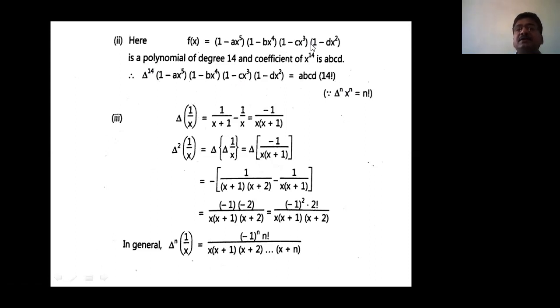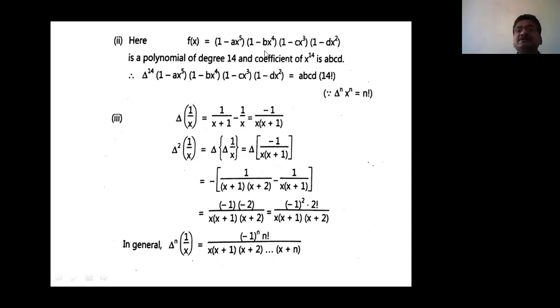If there are only three brackets, suppose the first three brackets, what is the multiplication of these three brackets? Minus a x raised to 5, minus b x raised to 4, minus c x raised to 3, giving minus abc, and the degree is 5 plus 4, 9 plus 3, 12. So we have a 12 degree polynomial with coefficient minus abc. If you find delta raised to 12 of that polynomial, then it is minus abc into 12 factorial. Okay, so this is the next example.